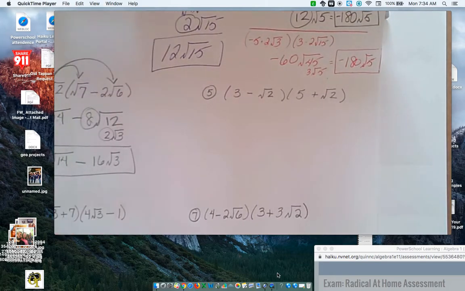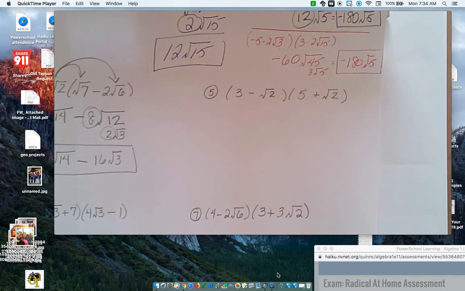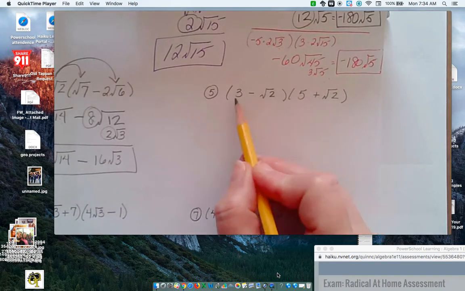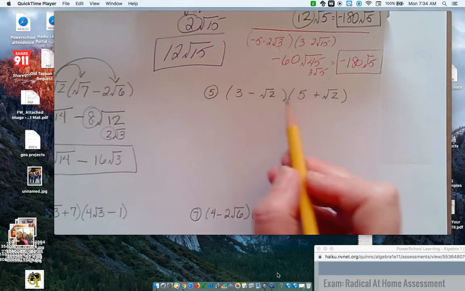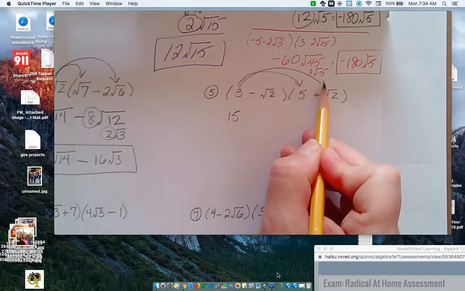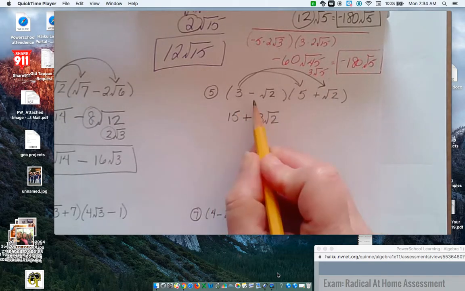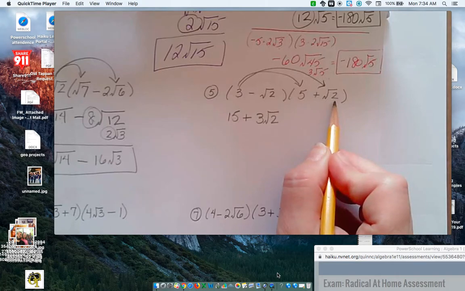Number 5. Number 5, we need to distribute, or double distribute. We can say it's foiling if we want to do that, but we have to multiply both of these numbers times both of these. 3 times 5 is 15. Positive times a positive. Outside numbers, inside numbers. So you just kind of put them next to each other.